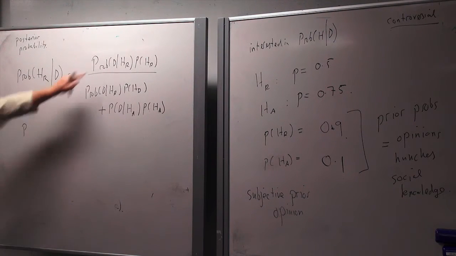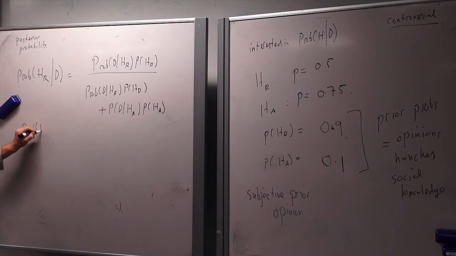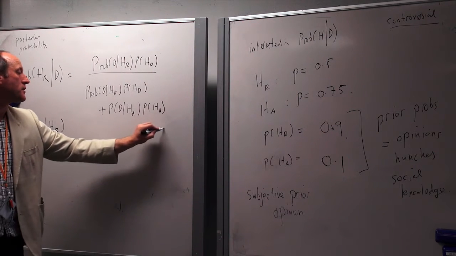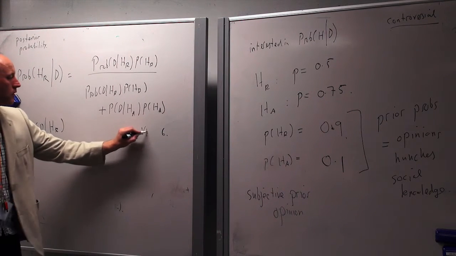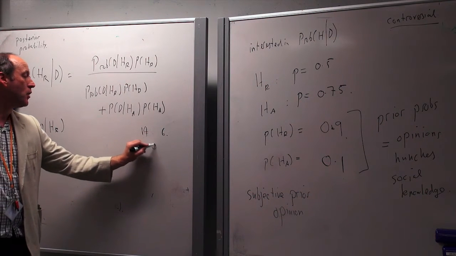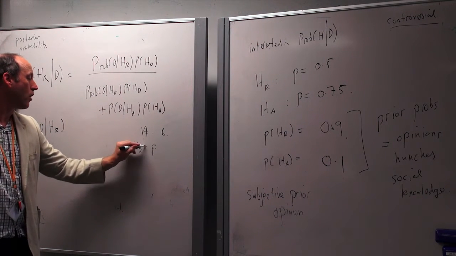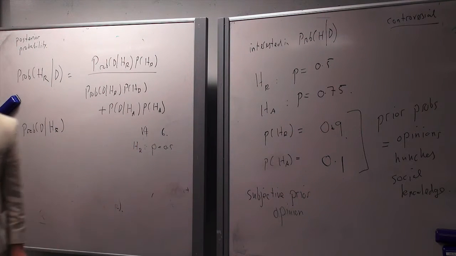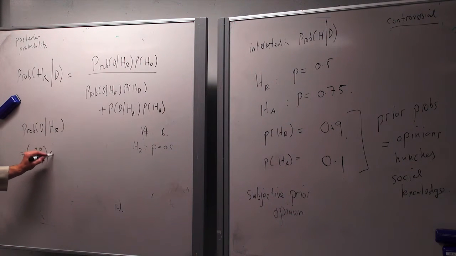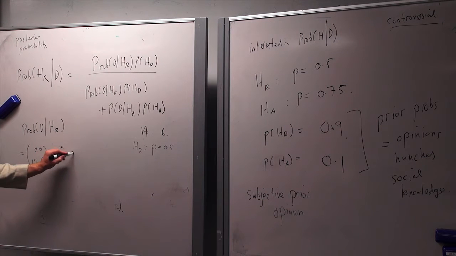So first of all, we need to work out some of these things here. We need this, probability of the data given HR. And what was the data? The data was 14 and 6. And HR for Robin's hypothesis, which was, the hypothesis was that P equals 0.5. So it's a binomial probability. So this equals 20 choose 14 and 6, times 0.5 to the power 14 times 0.5 to the power 6. That's the binomial distribution which we covered last week and the week before.